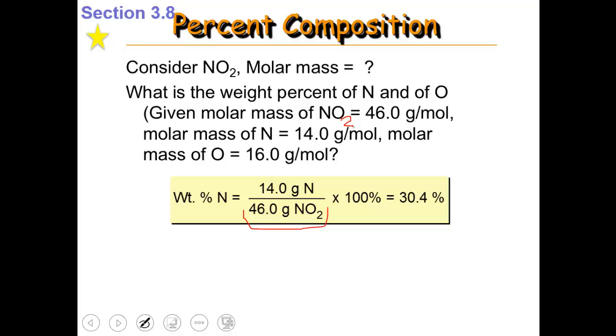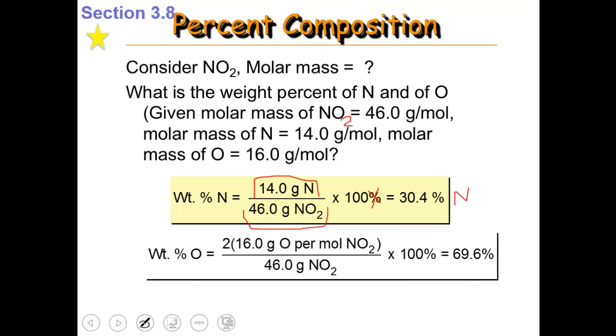And then how much nitrogen is in there? Just 1. And so times the 100, and we're going to get 30.4% of just nitrogen by weight. We could do the same thing with oxygen. There are 2 oxygens in NO2. The entire molecule weighs 46 grams. Okay, and we'll get 69.6% in terms of oxygen. And we do want to state in terms of oxygen and in terms of the nitrogen.